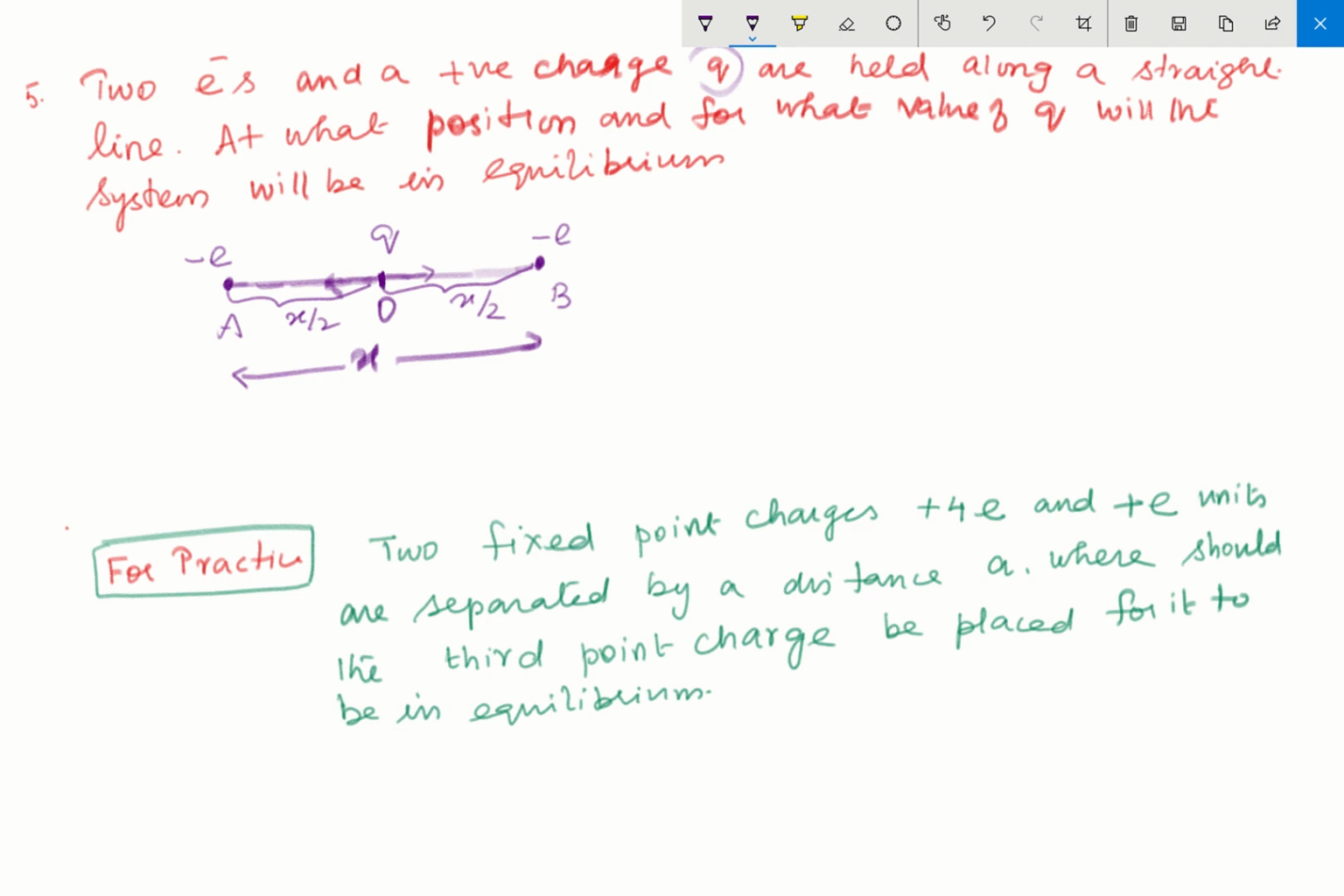The net force on Q due to the charge at A and the charge at B will be equal to 0. If the net force on Q is 0, Q is in equilibrium. Fine, but that is not enough. The whole system has to be in equilibrium. Let us consider the charge at A, which is minus E. If A is in equilibrium, automatically B will also be in equilibrium.